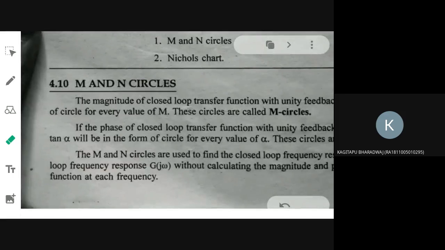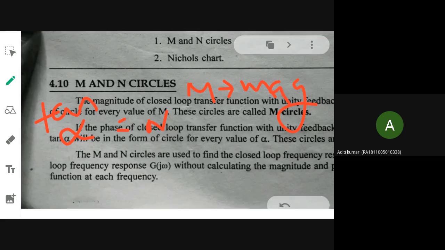Okay, I have already told you, M is representing what? You will be given one system. It will be split into two parts. One is magnitude and one is phase angle. So what does M represent? Magnitude. So M will be representing magnitude. Tan alpha is equivalent to N. So N will be representing phase. So M circles are corresponding to what and N circles are corresponding to what?